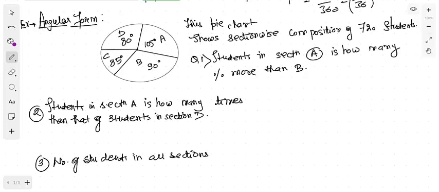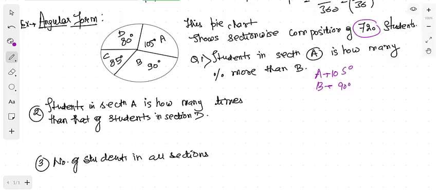So this is a pie chart given in angular form where section-wise composition of 720 students is given. Like A section is 105 degree, 90 degree, 85 degree, and 80 degree. So basically, this pie chart is given in angular form. How to solve such things? Let us move on to the first part. First question: students in section A is how many percent more than B? Students in section A are 105 degree, in B are 90 degree.